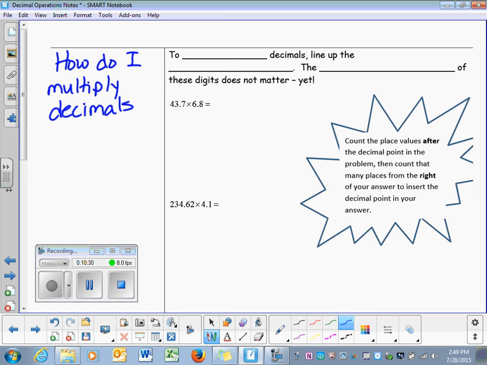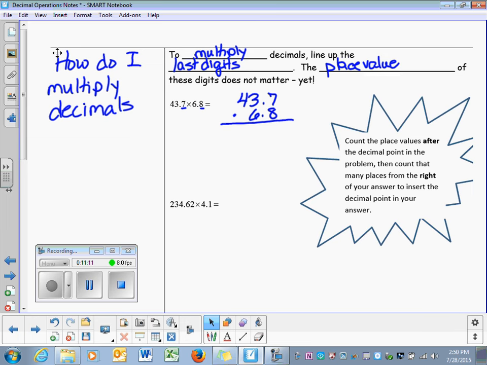Okay, to multiply decimals, you line up the last digits. The place value of these digits don't matter yet. Very different than whole numbers, because with whole numbers it was all about the place value. Now we just want to put them so that the last digits are underneath each other. So the last digit would be the 7 and the 8 here. 43.7, 6.8. Multiply.